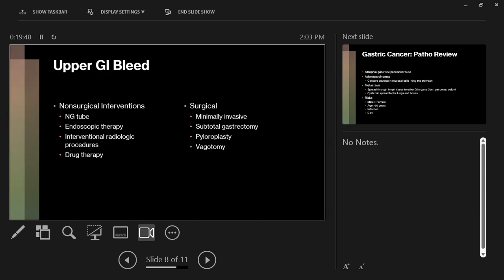Surgical procedures that can be done might remove chronic ulcers, or they can control bleeding if it's not able to be done from one of the other methods previously described. And then there are some surgeries to help decrease acid secretion, which is a subtotal gastrectomy, which removes a portion of the stomach. Pyloroplasty opens the pylorus, or vagus nerve cutting is the vagotomy to control secretion release.